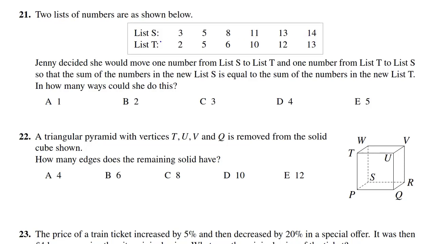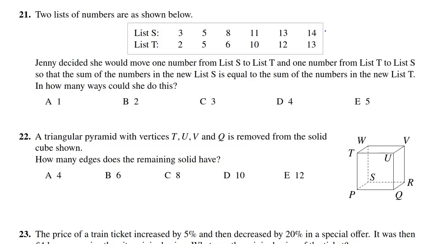Problem 21. Two lists of numbers are as shown below: list S is 3, 5, 8, 11, 13, 14, and list T is 2, 5, 6, 10, 12, 13. Jenny decided she would move one number from list S to list T and one number from list T to list S, so that the sum of the numbers in the new list S is equal to the sum of the numbers in the new list T. In how many ways could she do this?